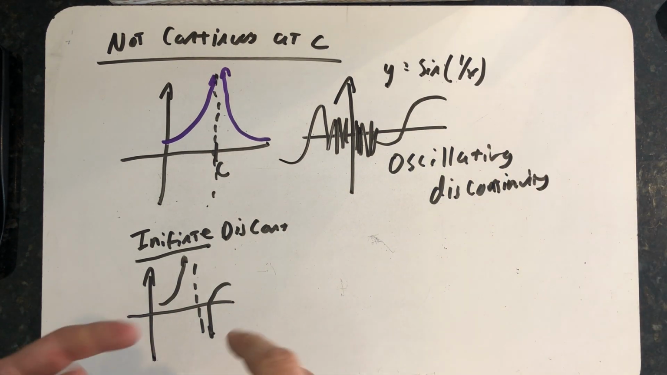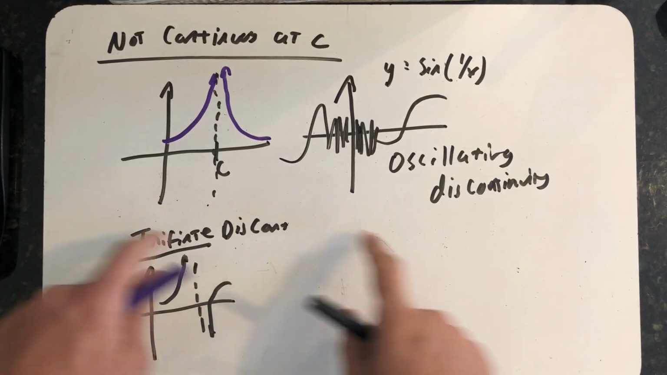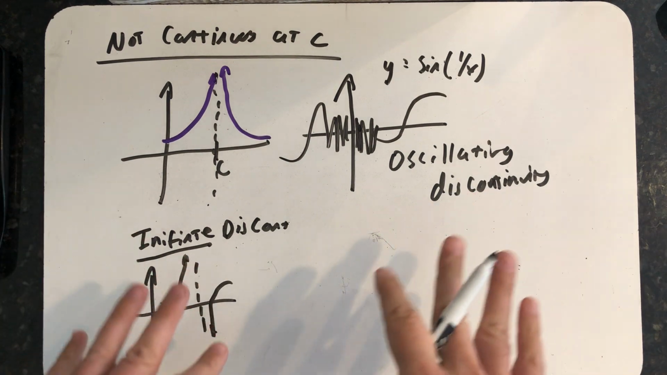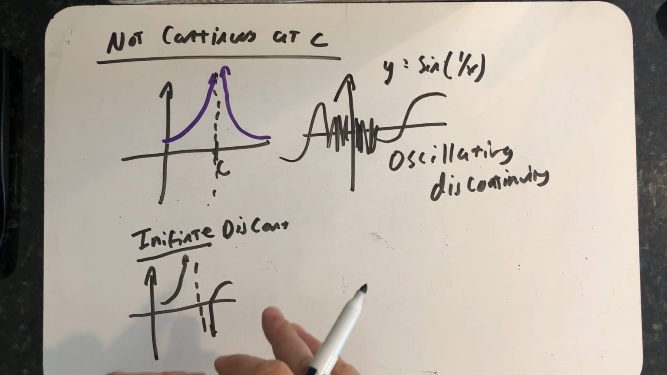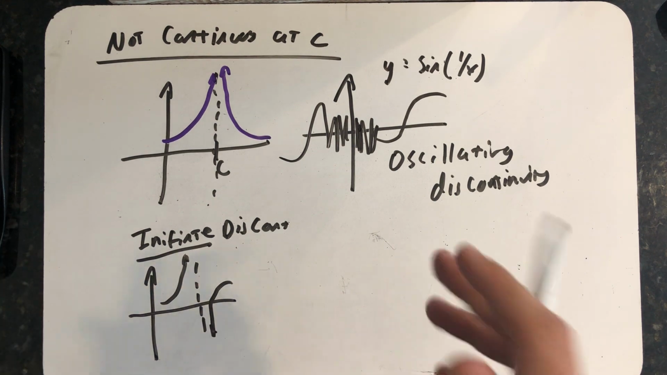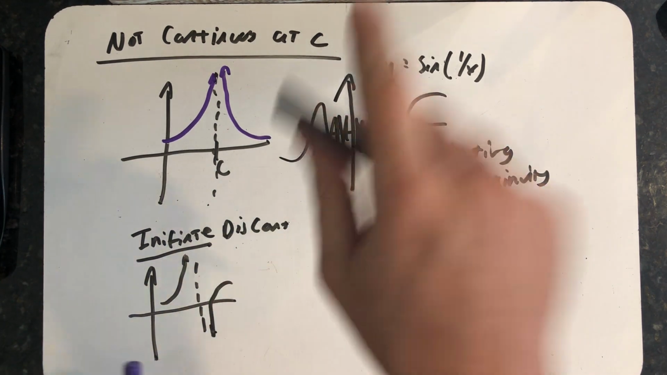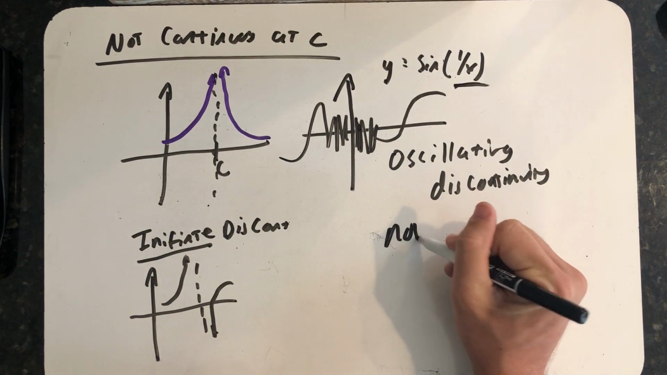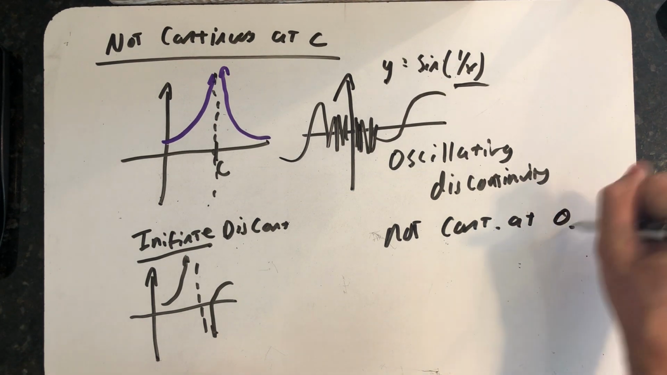All right, so we have removable discontinuities, jump discontinuities, infinite discontinuities, and oscillating discontinuities. And for all of them, I could actually go back to the continuity test and give one of the three parts as the reason why it wasn't continuous. This function is not defined at x equals 0. And that's why it's not continuous at 0.